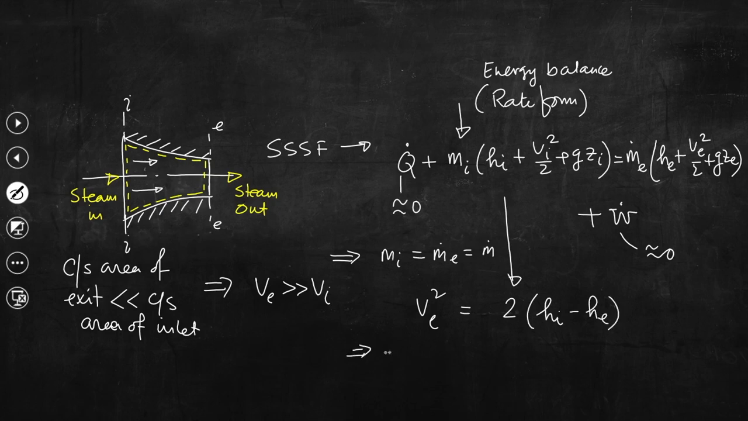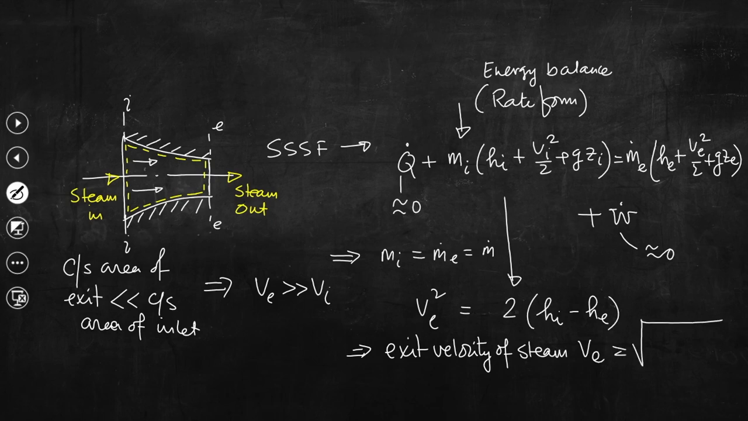Therefore, the exit velocity of steam V equal to square root of 2 into (h_i minus h_e). Try to understand, the velocity of steam at the exit of the nozzle is determined by the total enthalpy drop across the flow nozzle. Next, if we express this enthalpy drop in kilojoule per kg, this velocity would come out as 44.72 delta H power half meter per second.